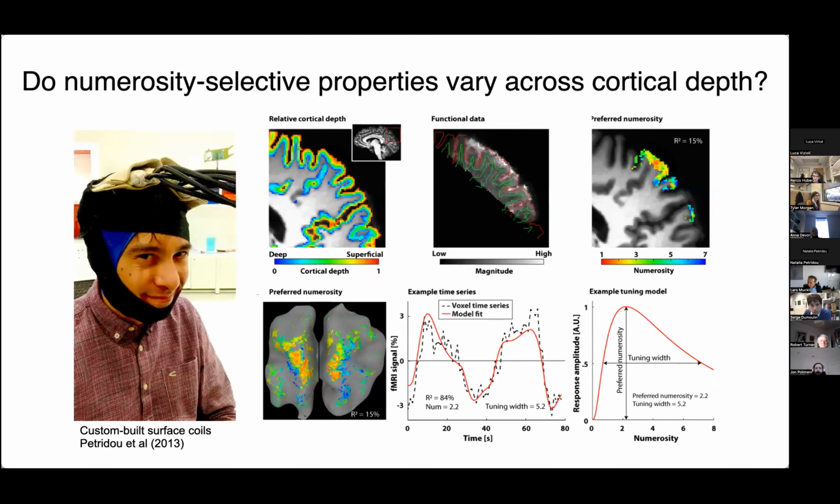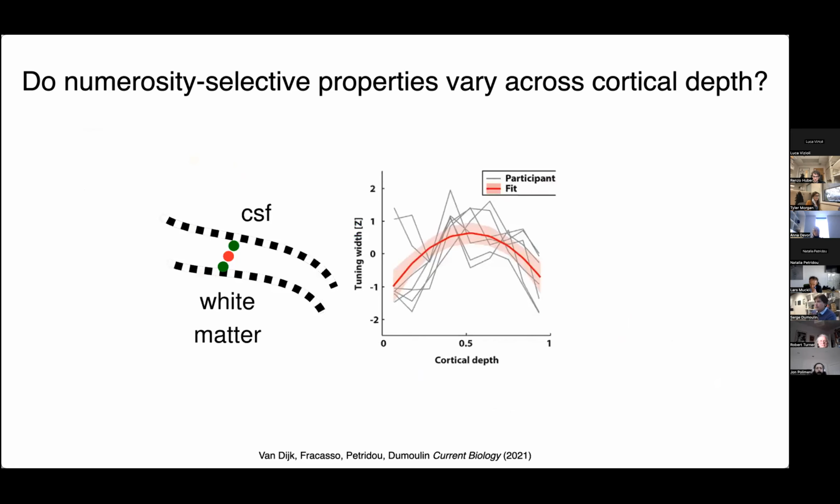This is just a few words recapping the analysis. We use the same surface procedure, we tie them to the head, we define cortical depth, and we align the functional and anatomical data, which you can see in the example here. We see here the numerosity preferences, reconstructed as the same map across the cortical surface. This is a single time fit, so we actually get good fits for these very high resolution data. And then we have preferred numerosity versus tuning width. We want to do the same thing as we did in the first study, and ask how tuning width varies across cortical depth.